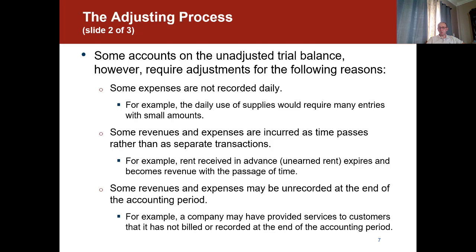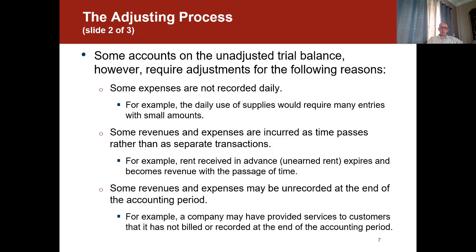Another example, where revenues and expenses are incurred as time passes rather than as a separate transaction, would be rent. For example, rent received in advance, which we call unearned rent, is a liability. It expires and becomes revenue with the passage of time. So once time starts passing, we earn this revenue. When the tenant pays us in advance, and we are the landlord, that's a liability because we haven't earned it yet. As time passes, we earn this revenue and record it as revenue, and we need an adjusting entry for that.